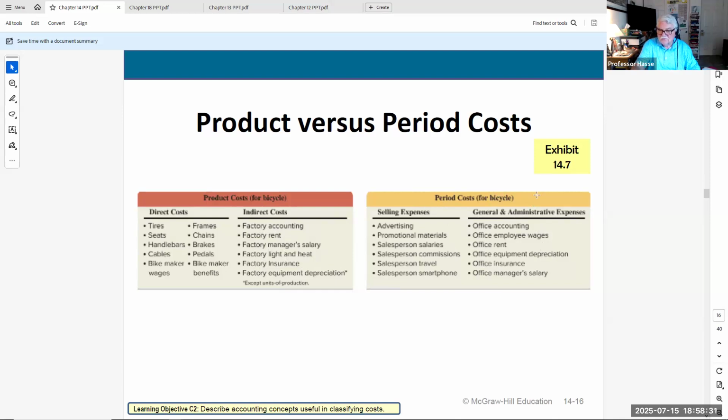Period costs are for the fiscal year. Product costs go across different fiscal years because they don't become expenses until you sell the product. They're inventory as you go through the cycle. This is a good slide.